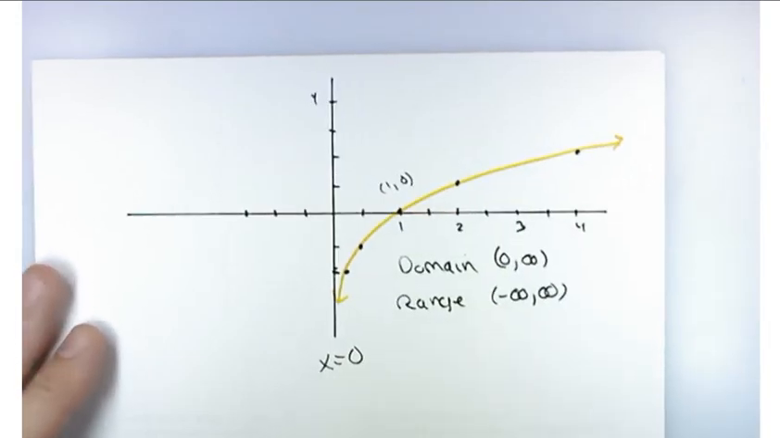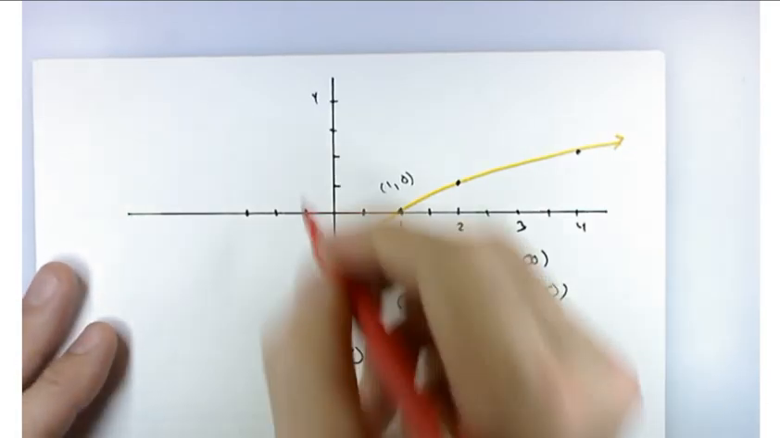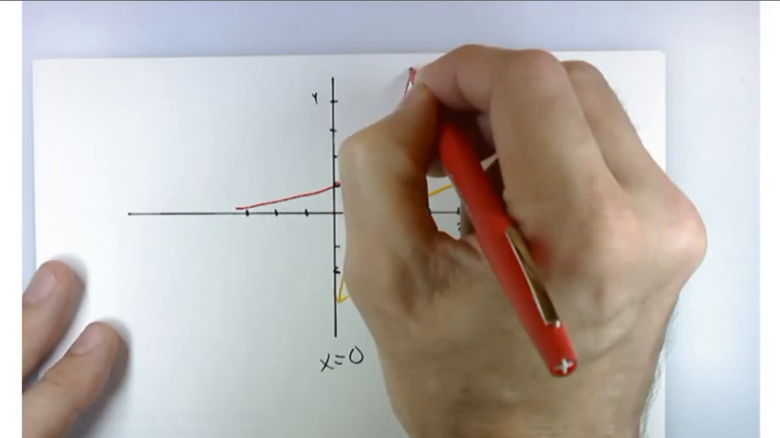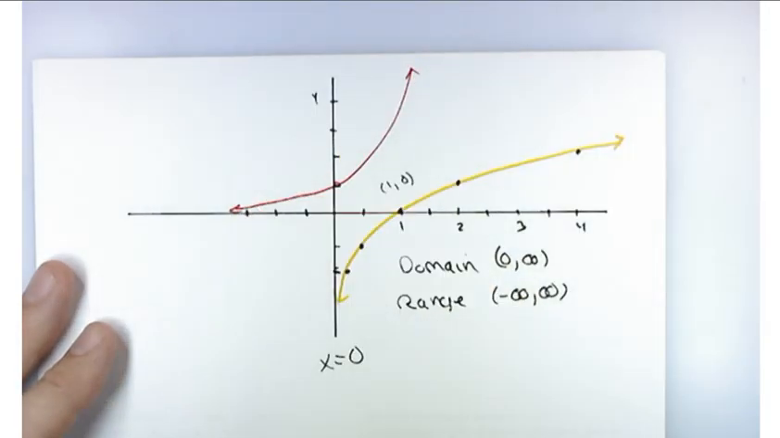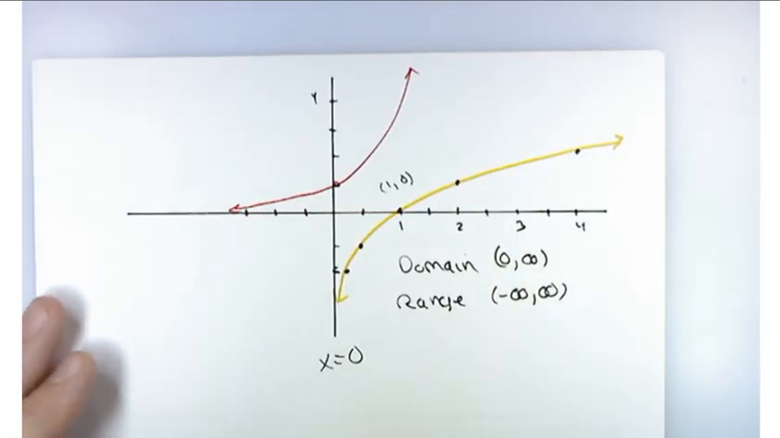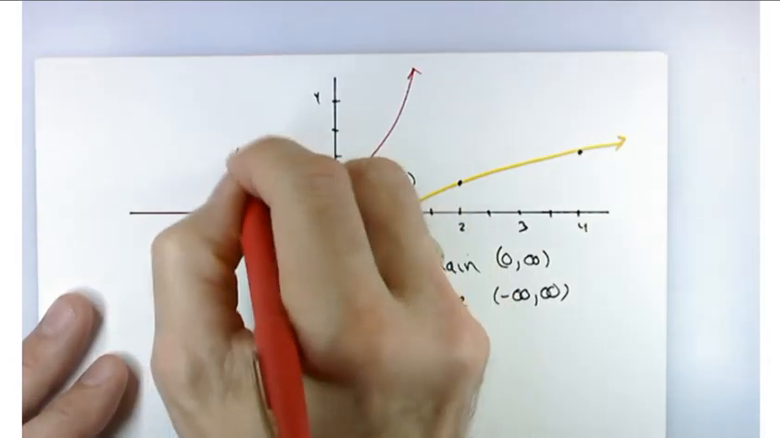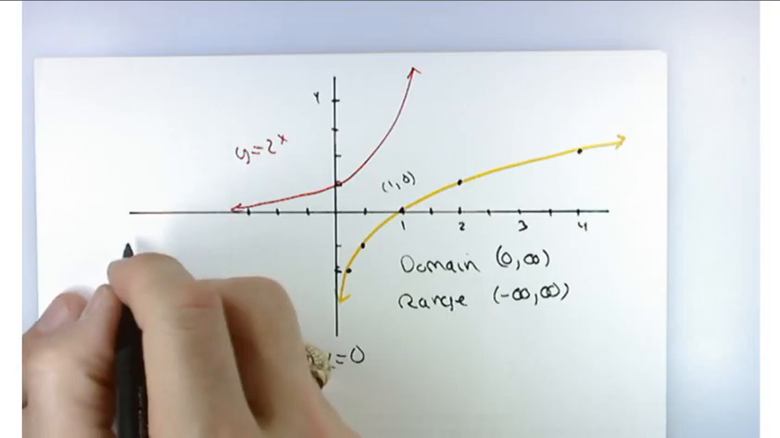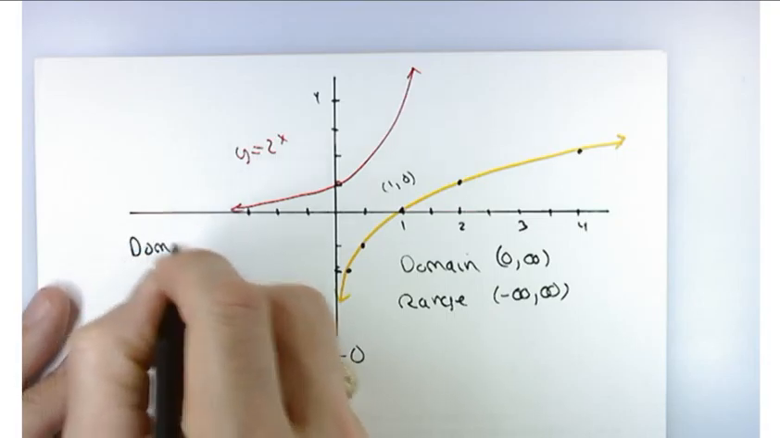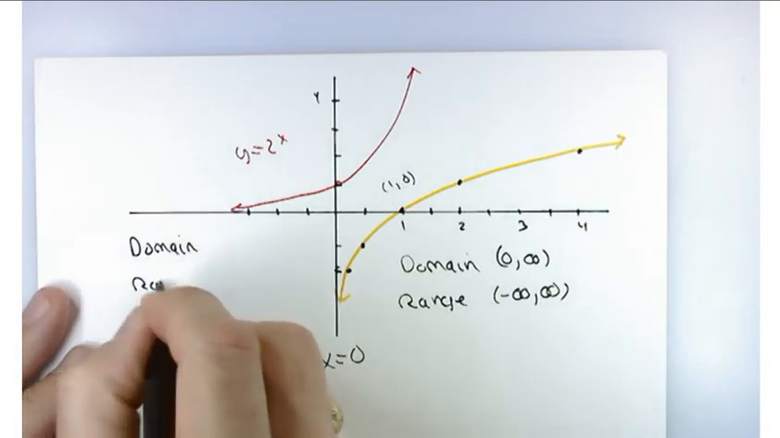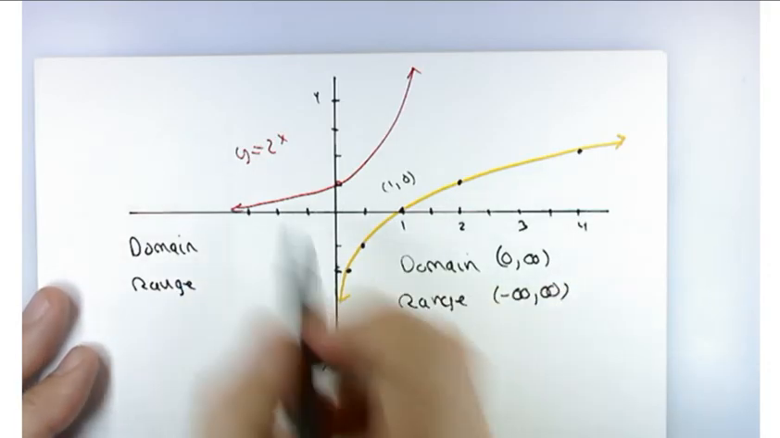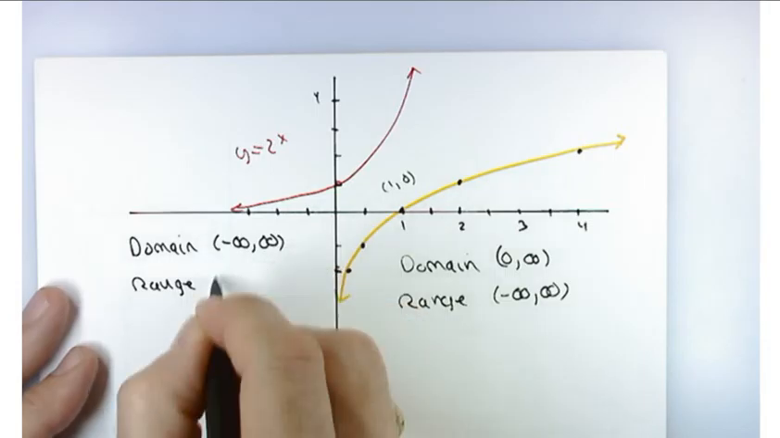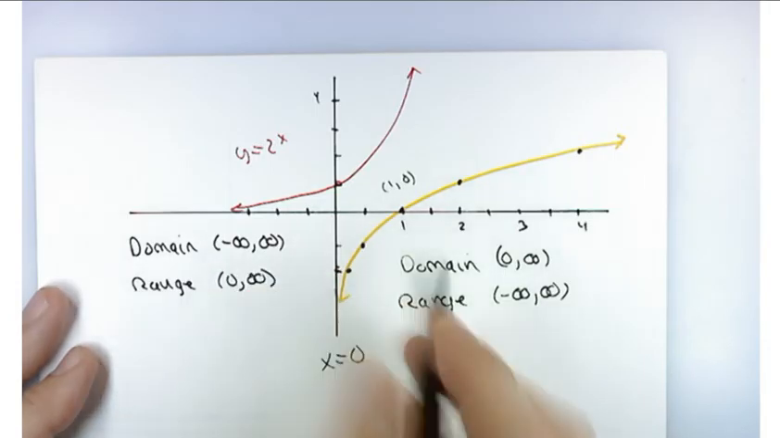And if you're going to look at this in contrast to the exponential function, y equals, say, 2 to the x, or any exponential function like that, the domain and range are just interchanged. The domain here is all real numbers. And the range here is 0 to infinity. So they just flip-flop.